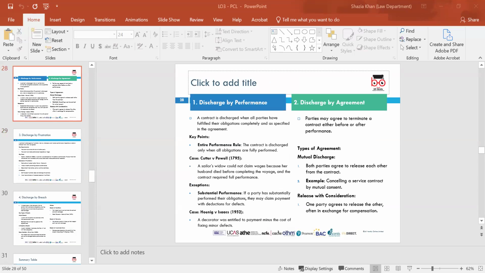Discharge by agreement. Parties may agree to terminate a contract either before or after performance. So you've got mutual discharge and release from consideration, which we went through a little bit earlier on as well.